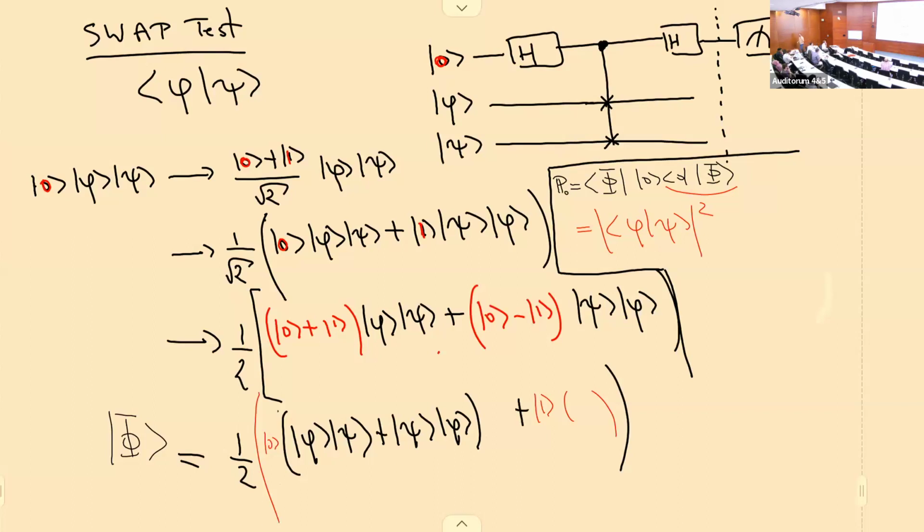So in fact, this swap test is very convenient because if you give me any two quantum states, no matter how you generated them, I just need one extra qubit to compute the inner product.